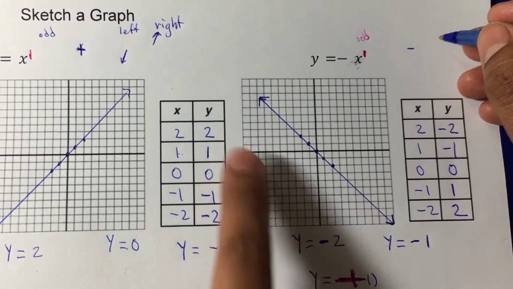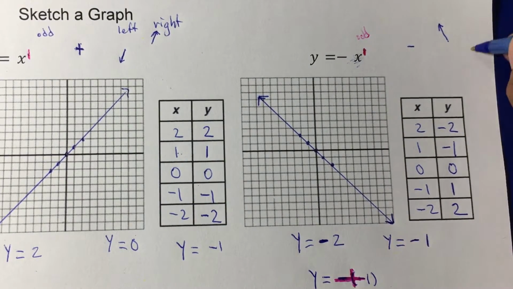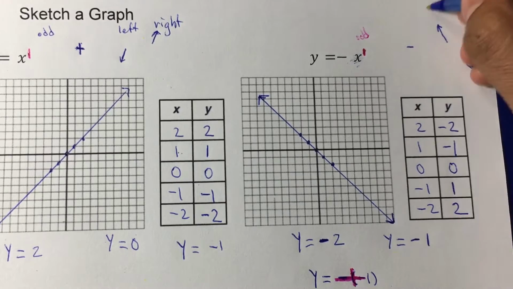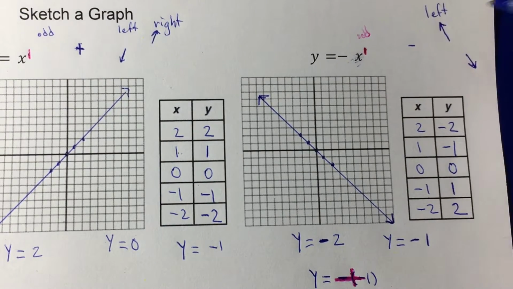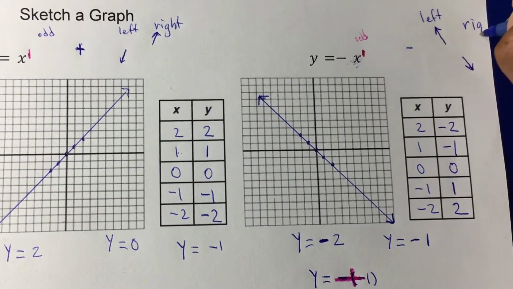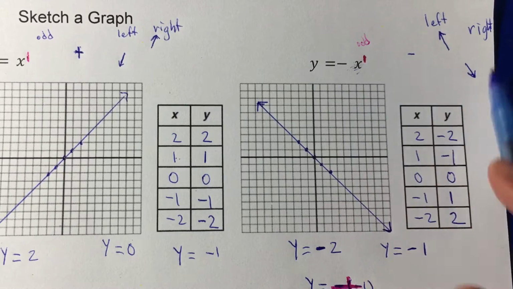Notice how on the left, the arrow is going up. On the right, it's going down. Okay, so this is on the left, it's pointing up. And on the right, it's pointing down. Okay, so those three things are important.